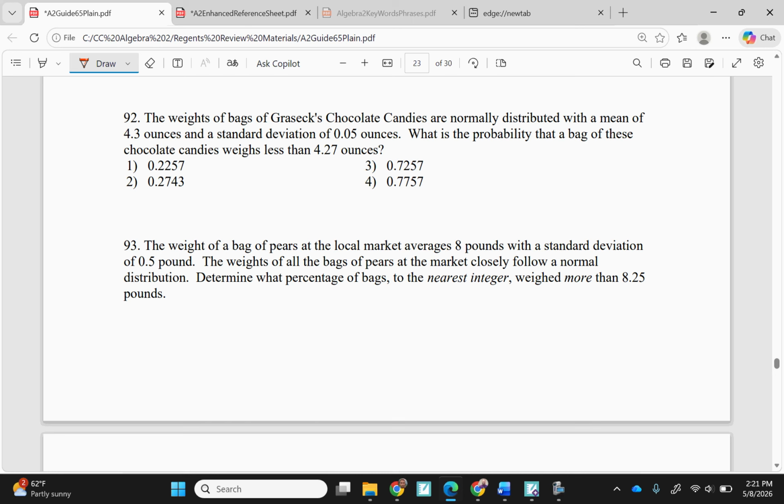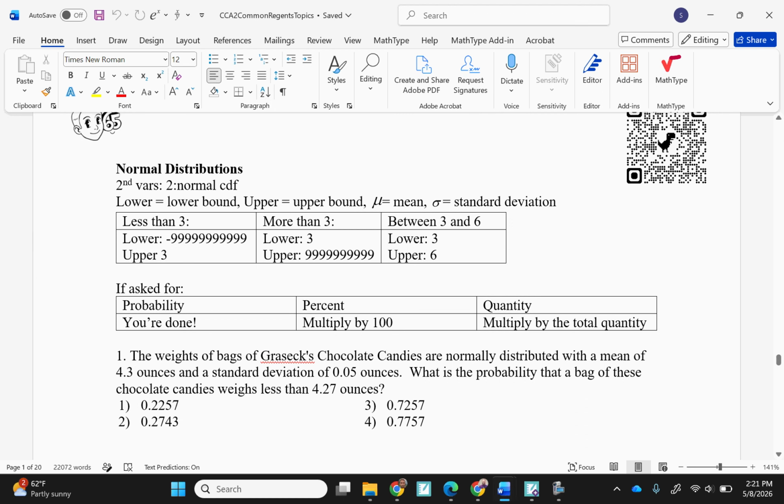Normally distributed. When you see normally distributed, that is your normal CDF. There's definitely some stuff you need to know about normal CDF, which is right here. What to do when you see less than. Less than, your upper is that value, and your lower is negative infinity, but I can't type that, so I write negative 9 and 9. More than 3, 3 would be my lower, and my upper would be positive 9 and 9. And if I'm between two values, then the lower is my lower and my upper is my upper. Once you put it into the calculator, if it asks for a probability, you're done. If it asks for a percent, times 100. If it asks for a quantity, times the total quantity.